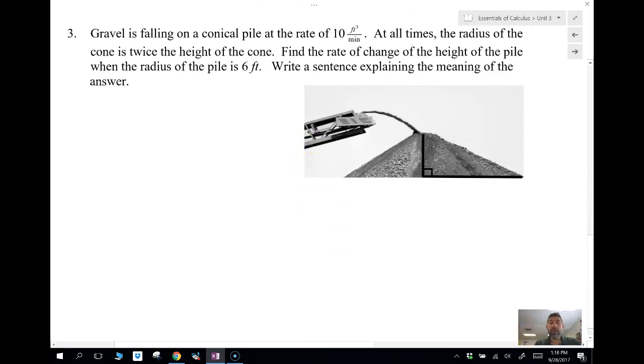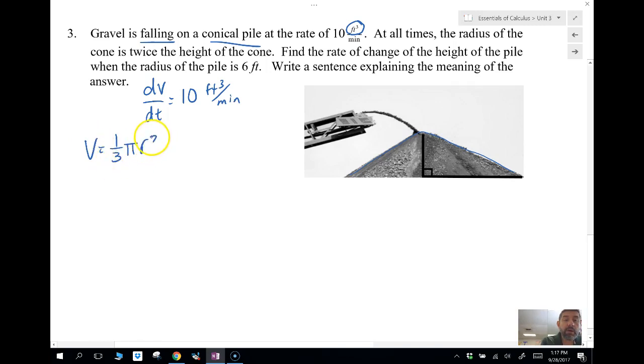Okay, gravel's falling on a conical pile at a rate of 10 feet cubed per minute. So when you see feet cubed, you should think, that's volume. So dV/dt is 10 feet cubed per minute. The gravel is falling on the conical pile, so this thing is getting bigger, right? So the volume is actually increasing, so that's going to be positive. Find the rate of change of the height. So what we need is the volume of a cone. The volume of a cone is 1/3 pi r squared h.